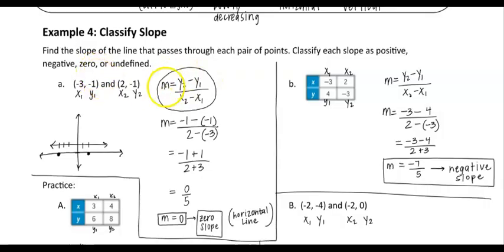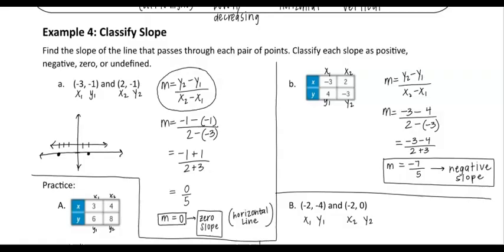The other way you can do it, besides looking at the equation, is graphically. If you plot those 2 points on a coordinate plane, you'll notice that they make a horizontal line, which automatically tells you it's a 0 slope. The change in y is 0, so the slope is 0.